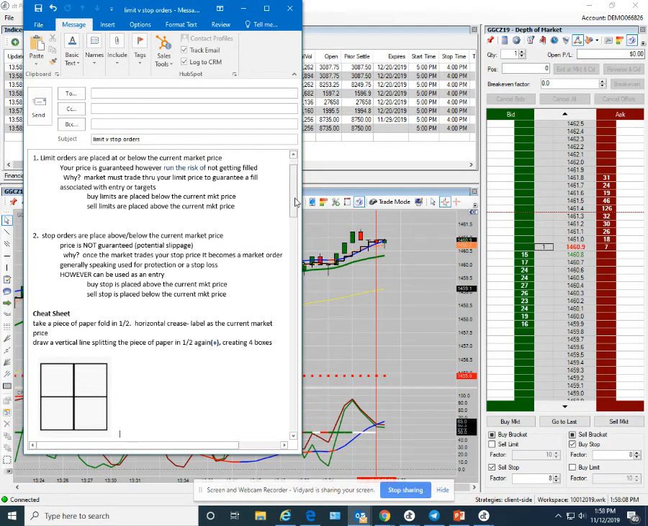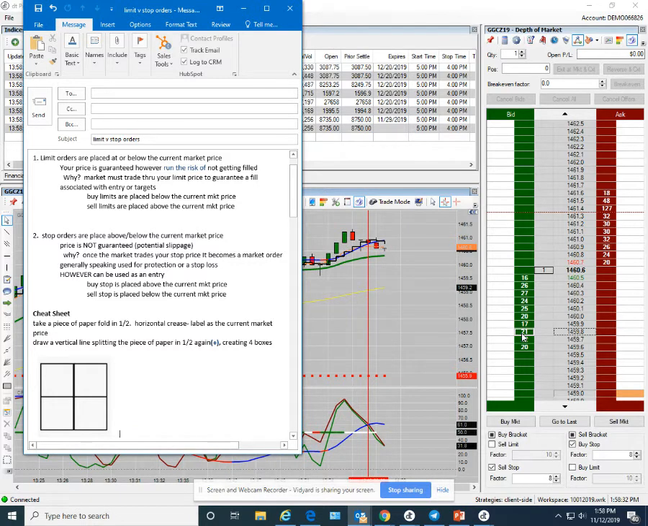So again, limit orders are, generally speaking, associated with entry price, getting it at or below the current market price, or targets. A lot of times people are trying to get out at higher or lower prices depending on the direction that they're going in. And so you'll see a lot of times people placing limit orders as targets. And again, you'll see that in the training room. Michael does it a lot when he's trying to get his goal. So those are limit orders.